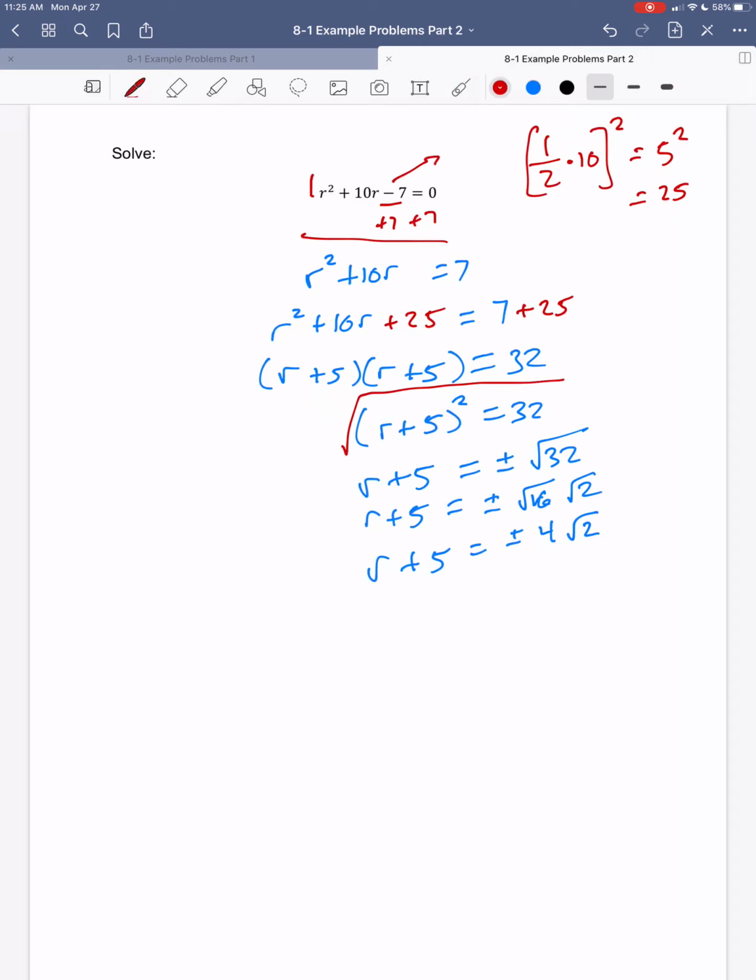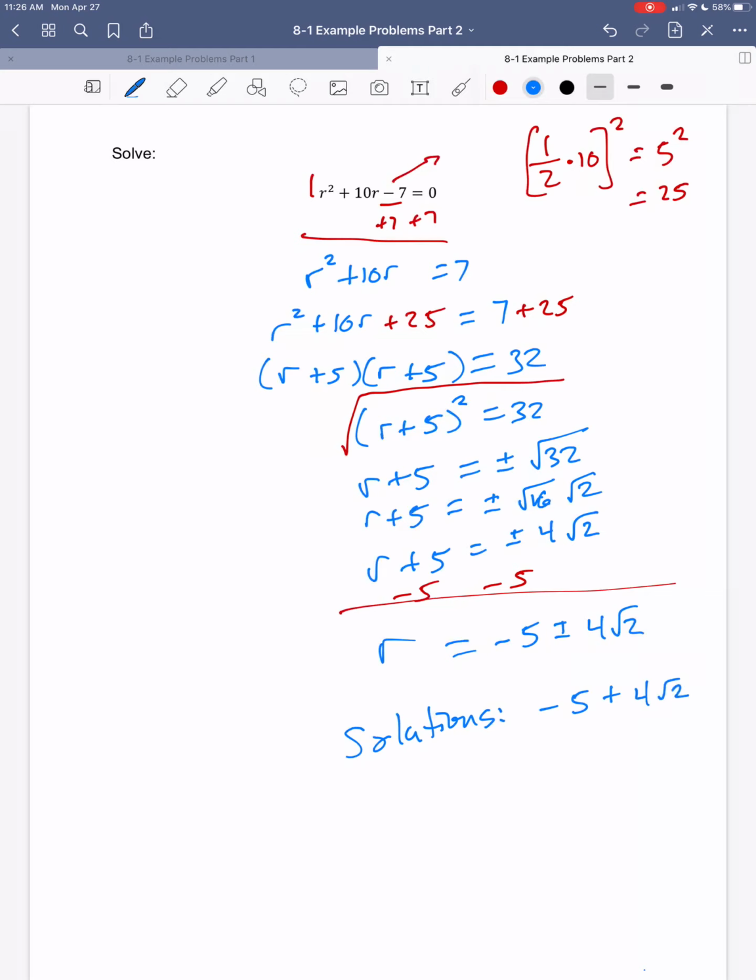Next, then, I need to get the r by itself, so I'm going to subtract 5. And so I'm going to get r equals, the negative 5 can either go in the front or the end. I'm going to write it in the front. So my solutions are negative 5 plus 4 square root of 2 and negative 5 minus 4 square root of 2. Remember, I can't combine these together. I can't say negative 5 plus 4 is negative 1. I can't say negative 5 minus 4 is negative 9. I just have to leave the solutions that way.